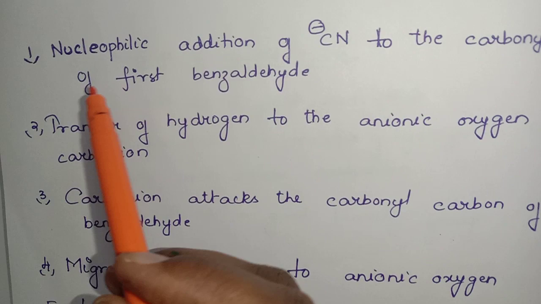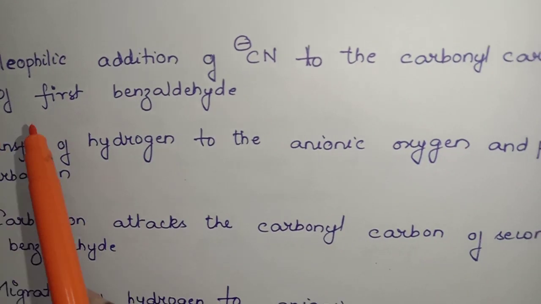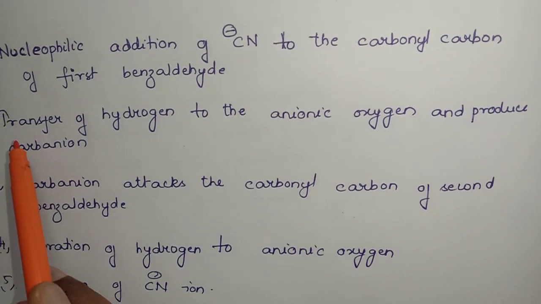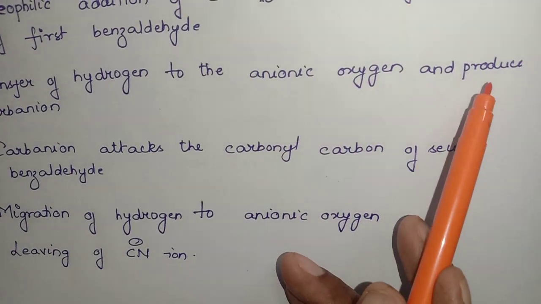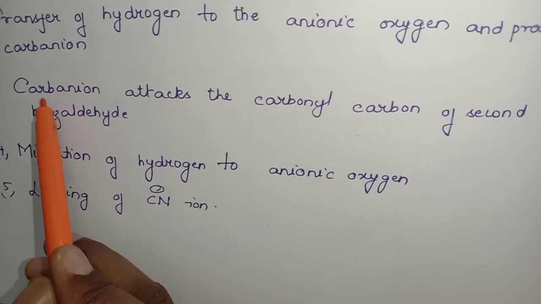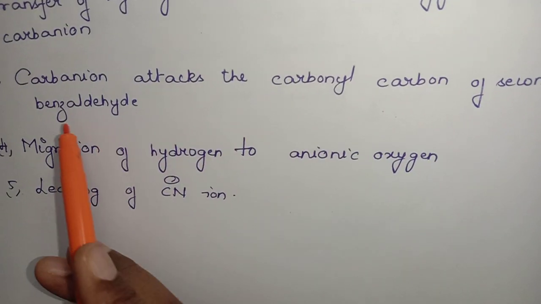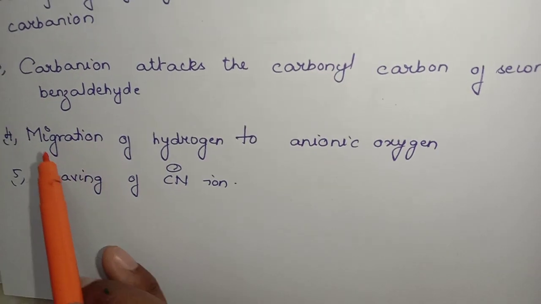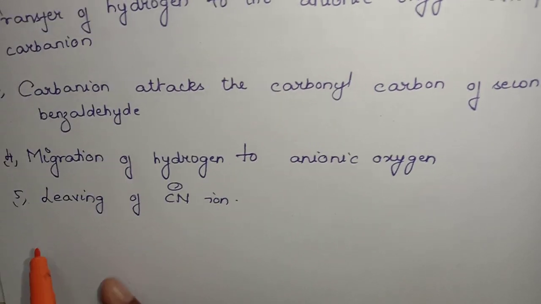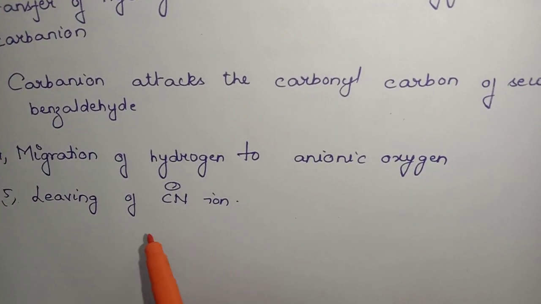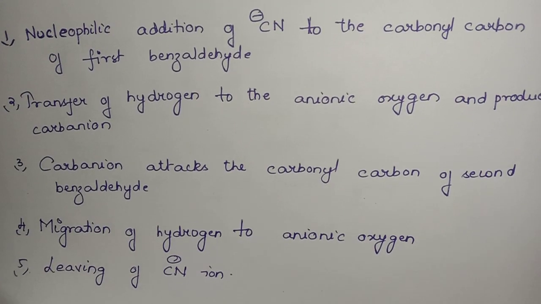Okay, please note down all the points. See, these are the points. First point, nucleophilic addition of CN minus to the carbonyl carbon of first benzaldehyde. Second point, transfer of hydrogen to the anionic oxygen and produce carbanion. Third, the carbanion attacking the carbonyl carbon of second molecule of benzaldehyde. Fourth step, migration of hydrogen to anionic oxygen. Fifth point is leaving of CN minus ion, resulting in the formation of benzoin.